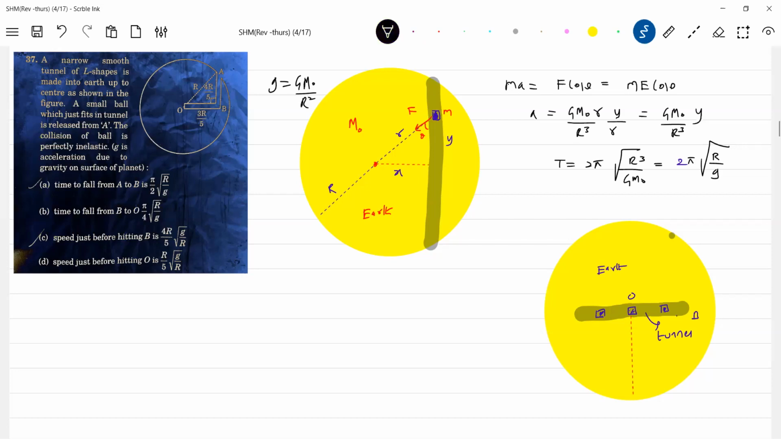Okay, now let me just conclude. Time taken to move from O to B should be equal to T by 4. Time taken to move from B to O, and time taken to move from A to B, this should also be T by 4.